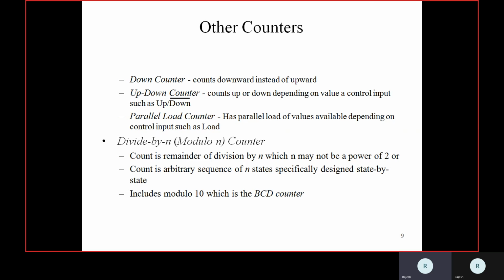And you can go for a modulo counter. So a modulo counter is like divide by n. The counter is designed such that it is counting up to a specific value. Count is the remainder of division by n, or it is a power of 2, and you can make it an arbitrary number of states. A BCD counter will count from 0 to 9. It is called a modulo 10 or BCD counter.